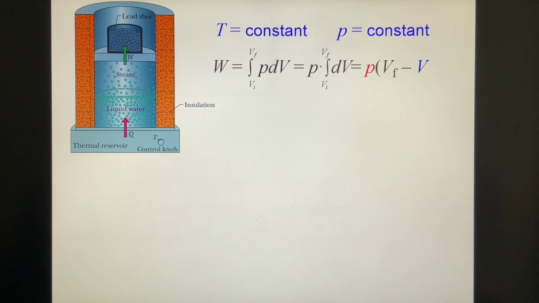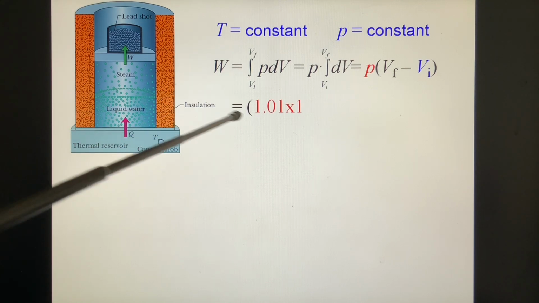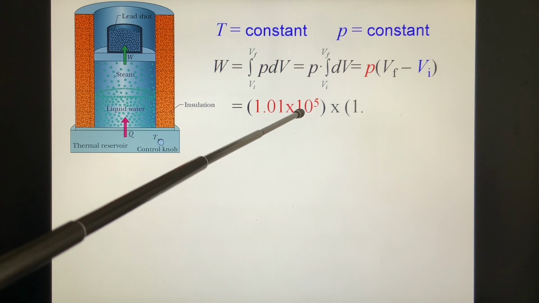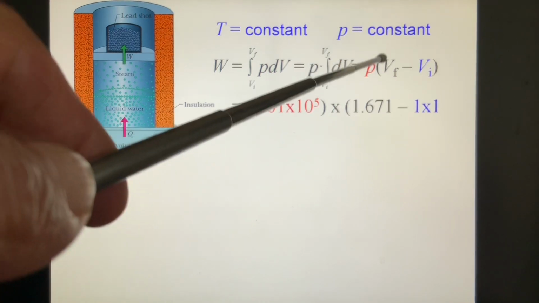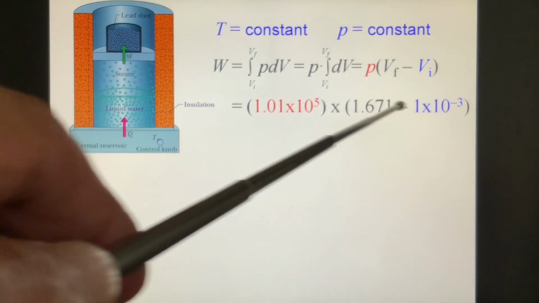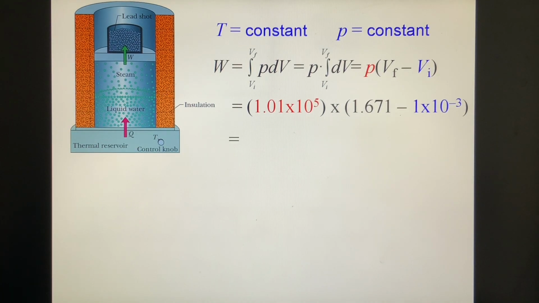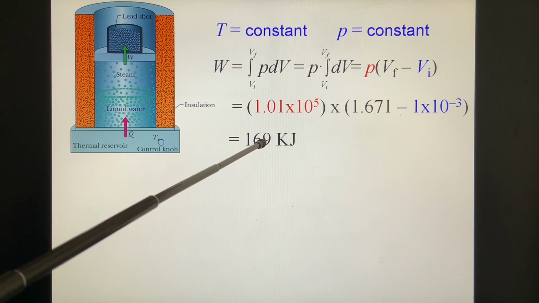Delta V is V final minus V initial. So we put the numbers inside. This is the pressure in Pascal, and this is the volume change. Huge change, so the work is very big, about 169 kilojoules.